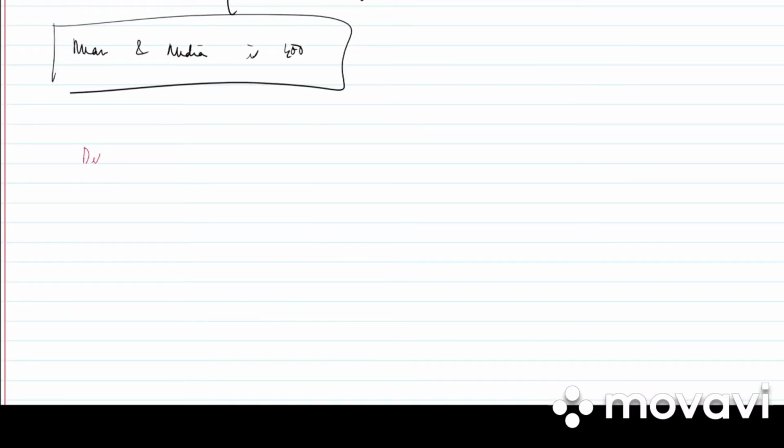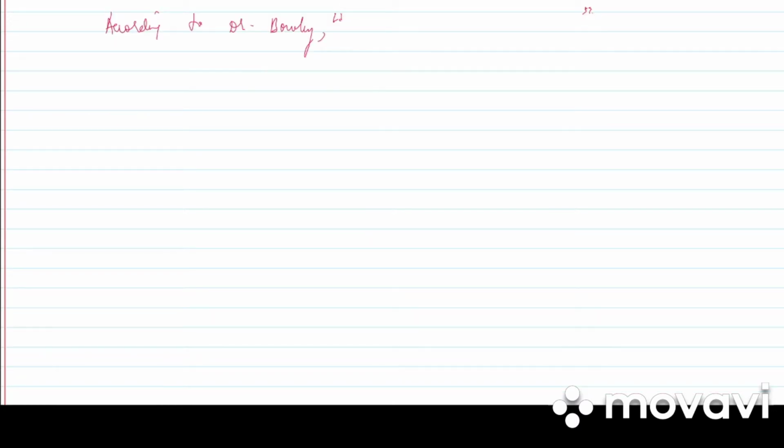So first write down definition of dispersion. Under that write down, according to Dr. Bowley, dispersion is the measure of the variation of the items. Close the inverted commas.